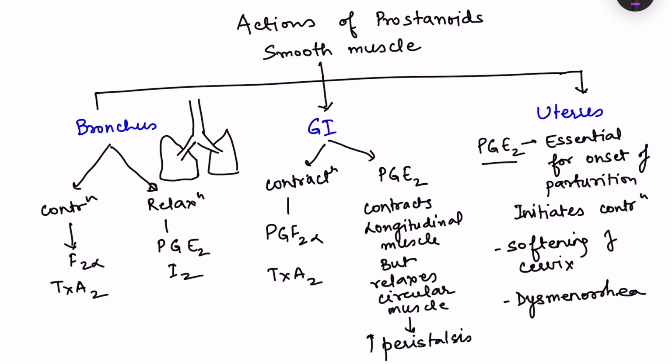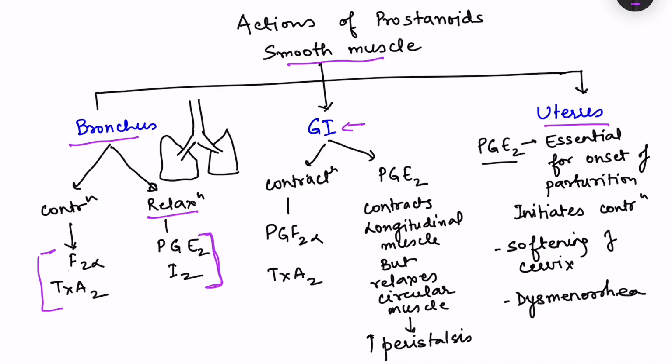So first, its action on smooth muscle. Which smooth muscles are we talking about? We are talking about bronchus, gastrointestinal smooth muscle and uterus. Okay, so in bronchus, which will cause contraction? Yes, prostaglandin F2 alpha and thromboxane A2. I told you the receptors, right? Then relaxation will be caused by PGE2 and PGI2.